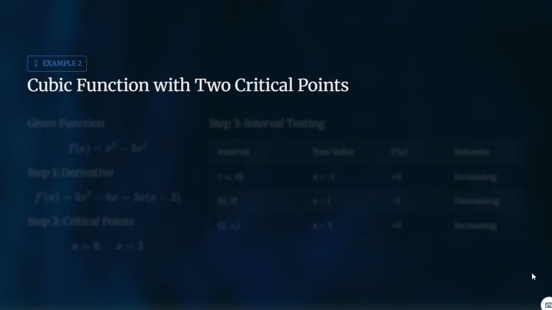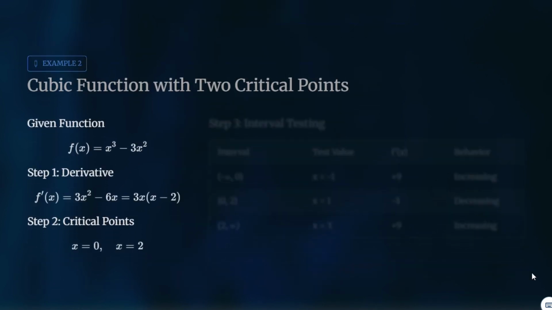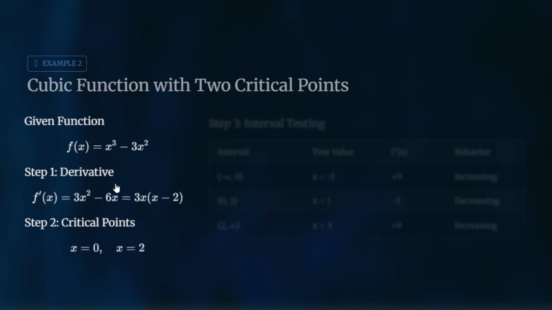In this next example, given the function f of x equals x cubed minus 3x squared, we want to find the intervals on which the function is increasing and decreasing. So step number 1, we need to find the derivative. So the derivative of f of x equals x cubed minus 3x squared is 3x squared minus 2 times 3 is 6, and then x. So that's 3x squared minus 6x. You can factor out a 3x if you want to. That is the same as 3x times x minus 2.